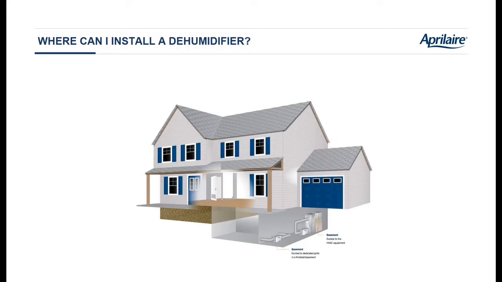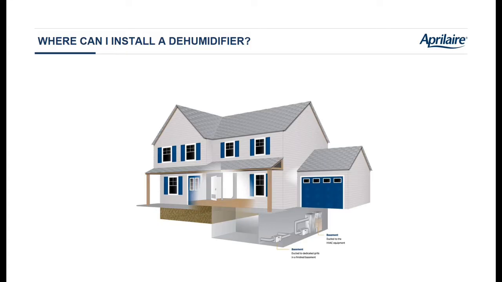So, first and foremost, if you have a house with a basement, a lot of times we want to do whole home dehumidification. One way to accomplish that is to duct the dehumidifier to the HVAC system. So the HVAC system is in the basement. Dehumidifier is also in the basement, ducted into and out of the return, thereby dehumidifying the whole home.